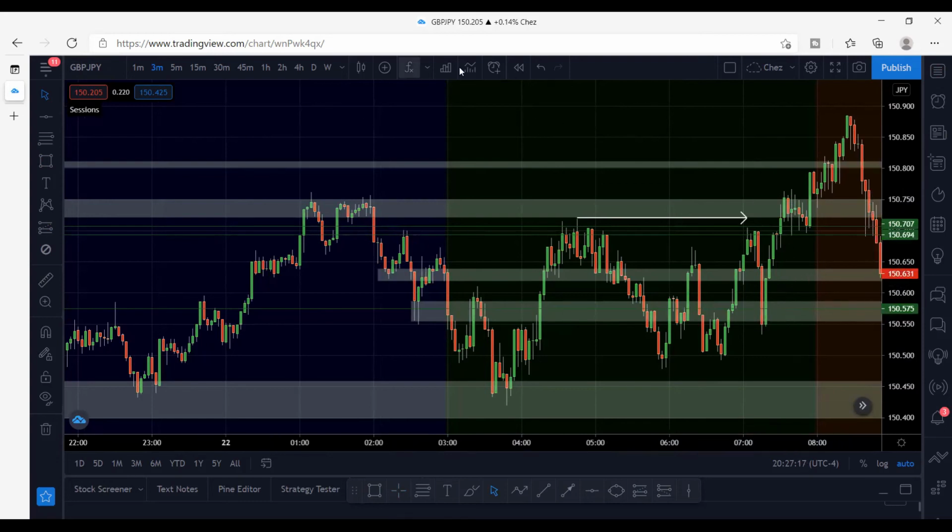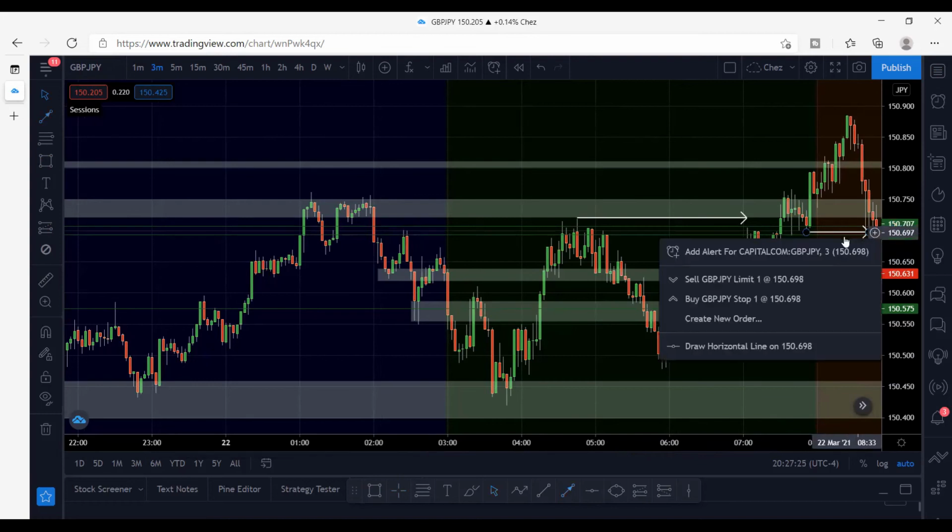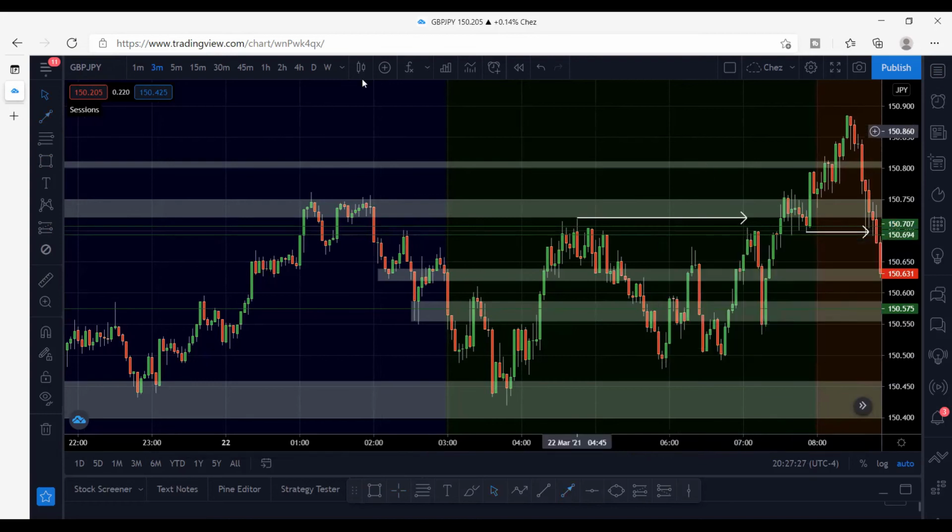So we have this breaker structure right here. And it seems like it's coming down to either break here or test here, or test this area right here. Okay, so we're just going to see what happens.